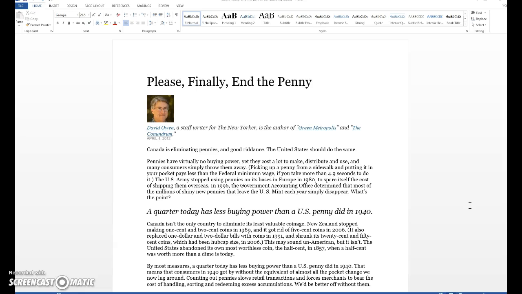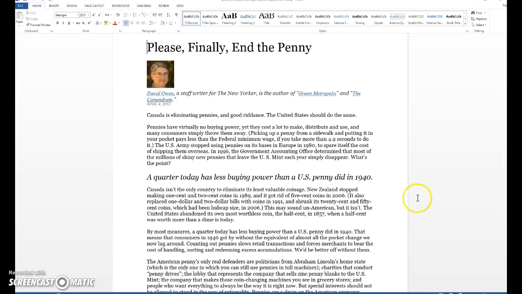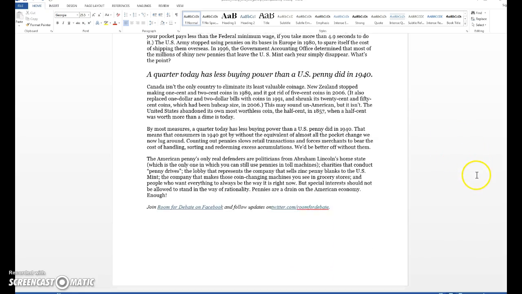So we're going to take a look at this article together, and we are going to try to identify what exactly it is that David Owen is arguing or trying to persuade his readers, and then why, his specific reasons or claims why. So this article shows you a good way to help identify the author's argument. One of the things that you want to do is first look at the title of the article. Please finally end the penny. That's a pretty good indicator to us what he's arguing, and probably he's going to be arguing why he thinks we no longer need the penny in our society.